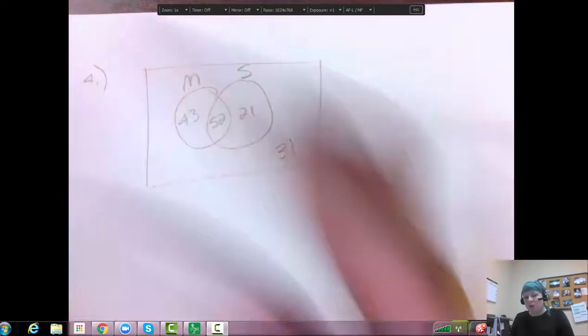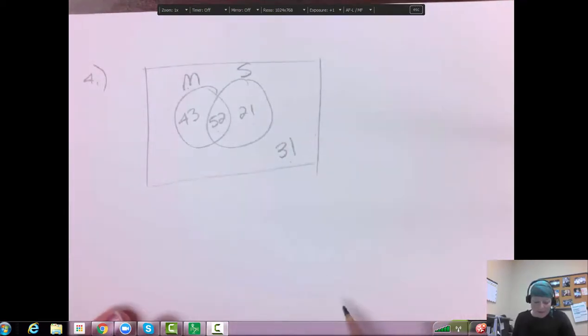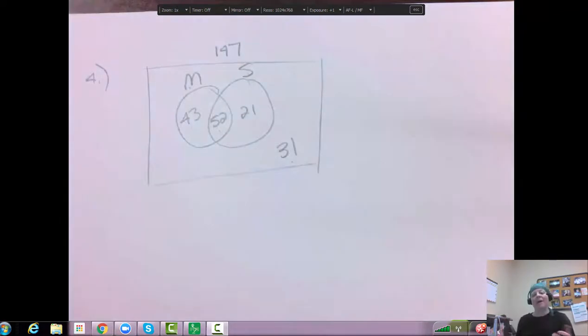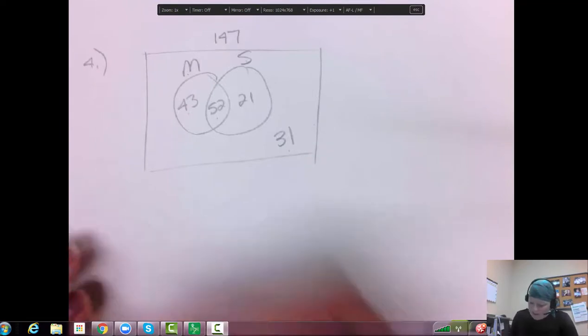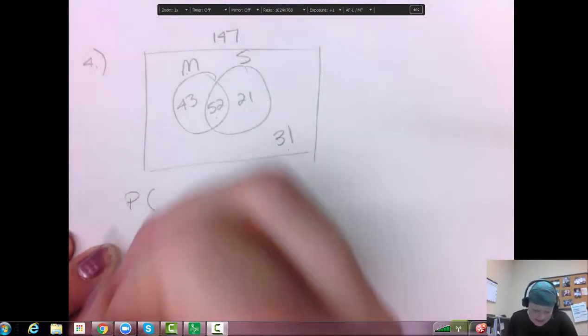To get the total sample space, how many people are we talking? We add all those numbers up, which is 147. So you have to be able to know how many total people are in that sample space in order to be able to find probabilities. So that's probably the first thing you want to look for: how many things are in this? So then you could look at, like, what is the probability of maybe not taking math?